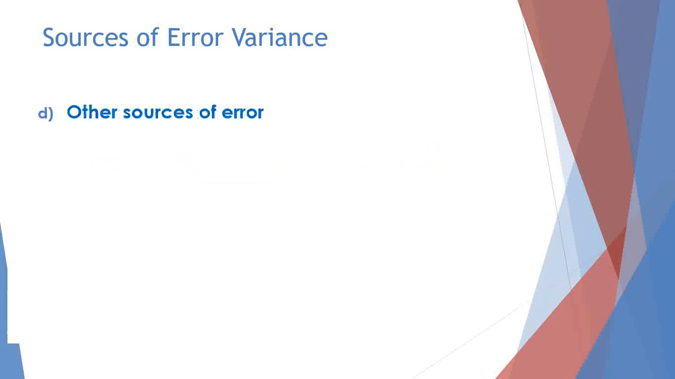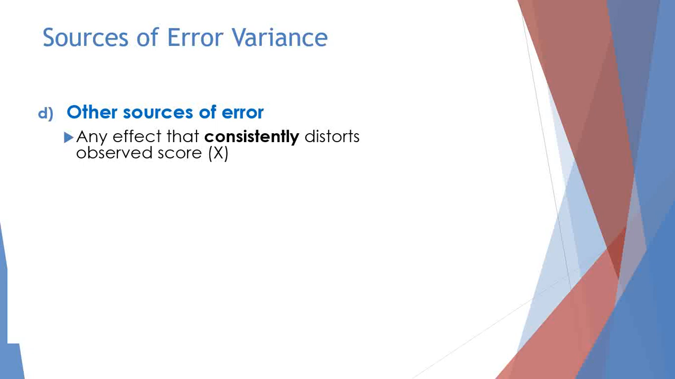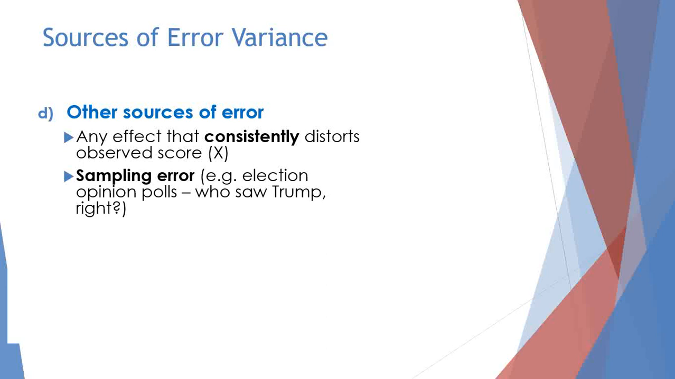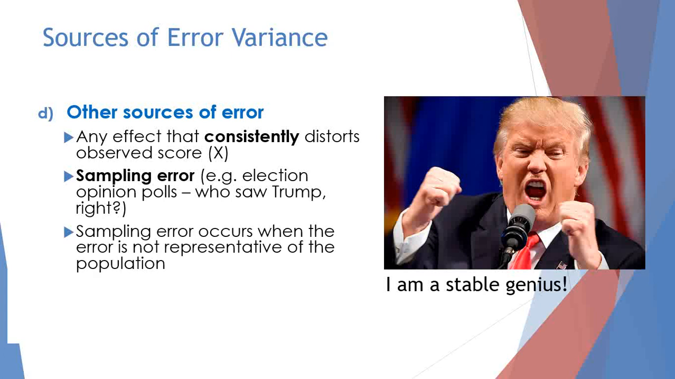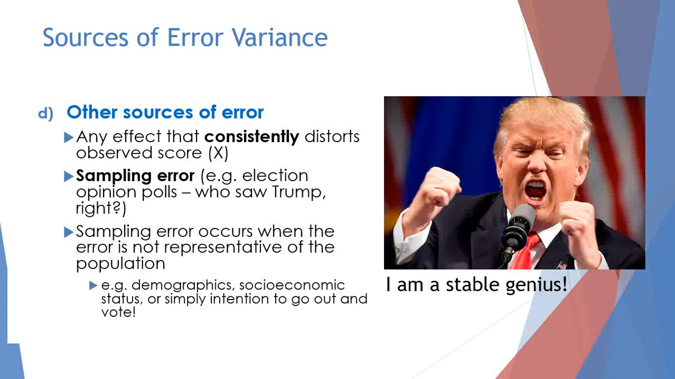All right. Other sources of error? Well, any other effect that consistently distorts the observed score. So sampling error. You remember the election opinion polls? Who saw old Trump, right? Sampling error occurs when the sample is not representative of the population. And this is because of demographic variables, socioeconomic status, or in the case of an election, simply the intention to go out and vote. Another reason that can be a problem is you have too small a sample size.